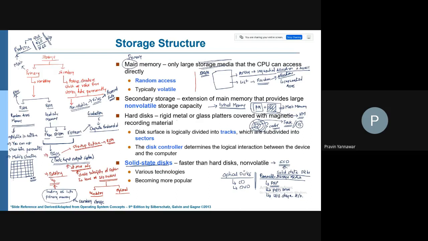Okay, so if you look at the storage structure, it is broadly classified into two: primary and secondary. Primary memory is mandatory memory, which is again divided into two classes: random access memory and read-only memory. In read-only memory, you again have three different classes: PROM, EPROM, or EEPROM. Then you can use this read-only memory as a BIOS, as a startup routine. We call it a BIOS routine.